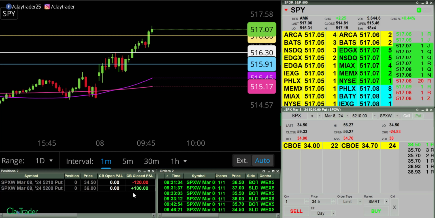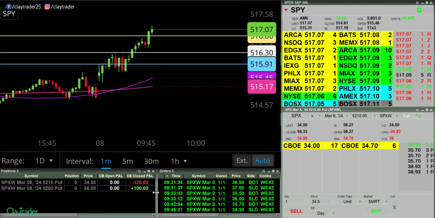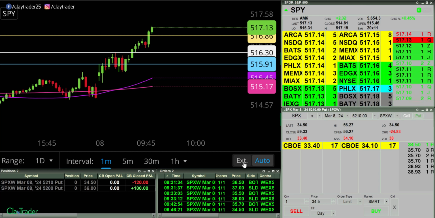Trying to get out. So that one did not go well. So $120 loss on that one. So now red on the day. But yeah, I thought it would respect that yellow line a little bit, and it didn't. It just went right up through it. Didn't even care about it.